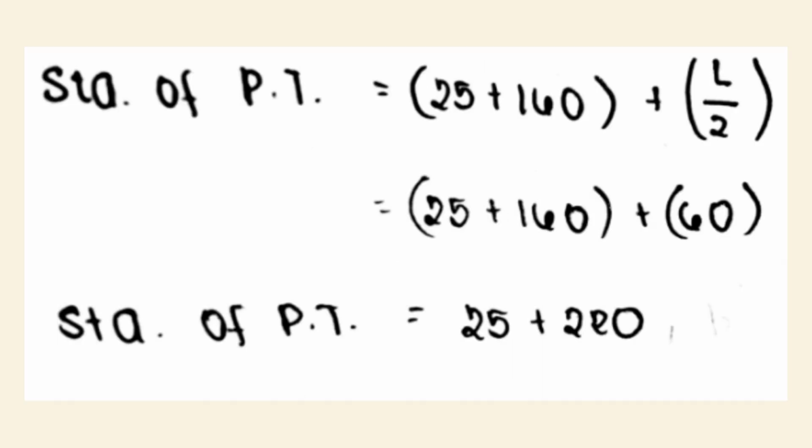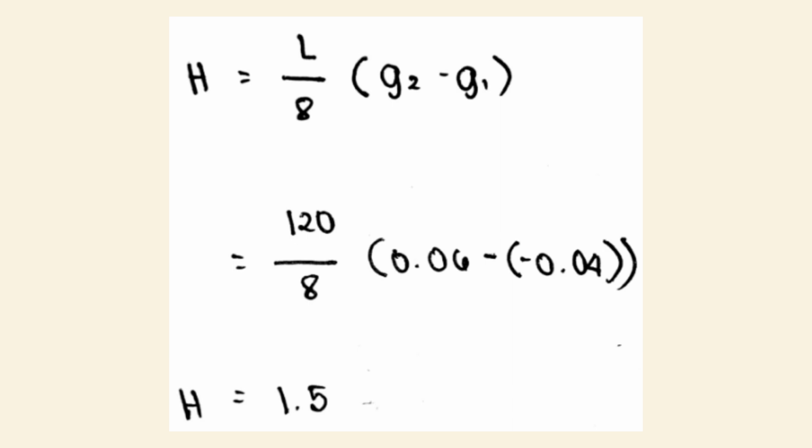For B, the stationing of PT is simply 25 and 160 plus L divided by 2. So we have 25 and 160 plus 120 over 2. It is 60. So the stationing of our PT is 25 and 220. Next, for C, before we can solve for the elevation of A, we need to find first the values of Y and H.